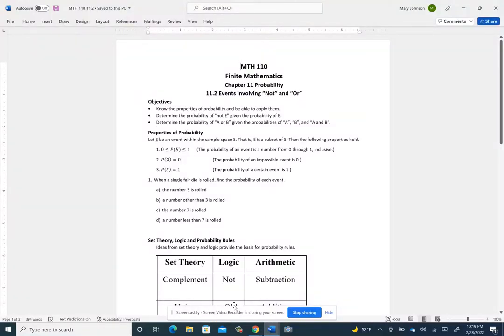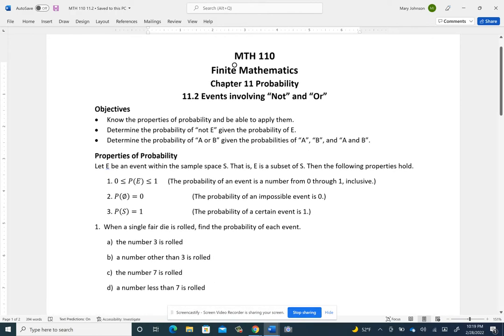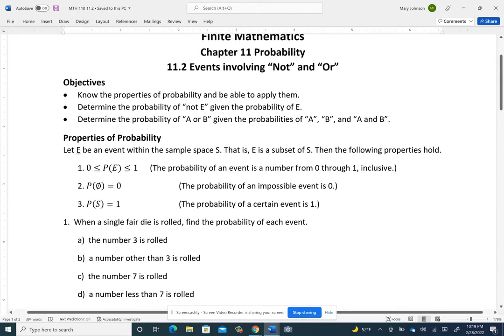All right, so let's take a look at section 11.2. In this section, it's kind of a short section that we touched on actually with the activity we did in class on Wednesday of last week. So this one's pretty intuitive, but we just need to try a few more problems and make sure things are clear. All right, so there's some properties of probability we're going to use and apply.